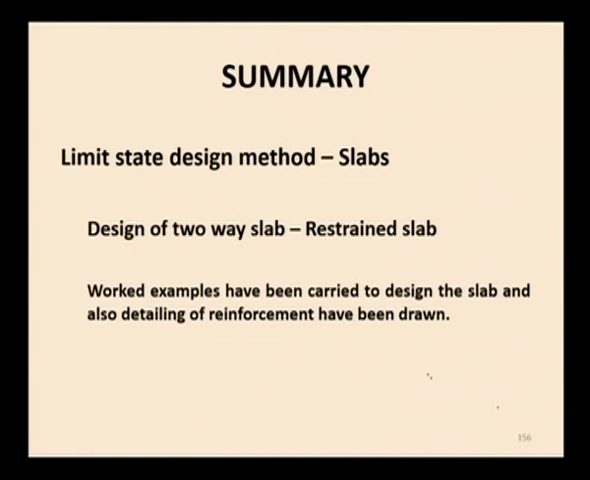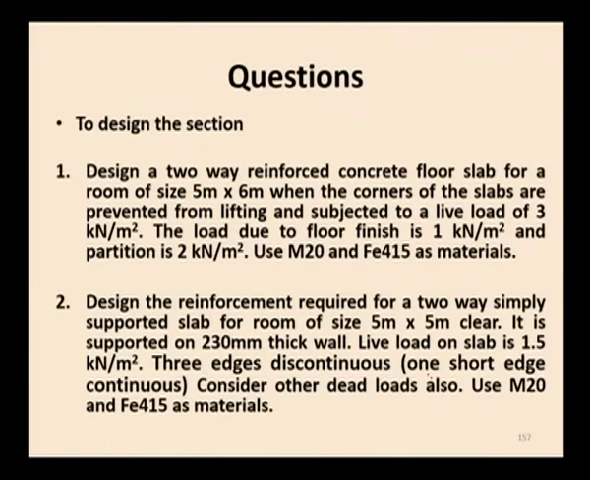to the field. In connection with this lecture, the questions are: design a two-way reinforced concrete floor slab for a room of size 5 meter by 6 meter when the corners of the slab are prevented from lifting and subjected to a live load of 3 kilonewton per meter square. The load due to the floor finish is 1 kilonewton per meter square and the partition is 2 kilonewton per meter square. Use M20 and Fe 415 as materials.